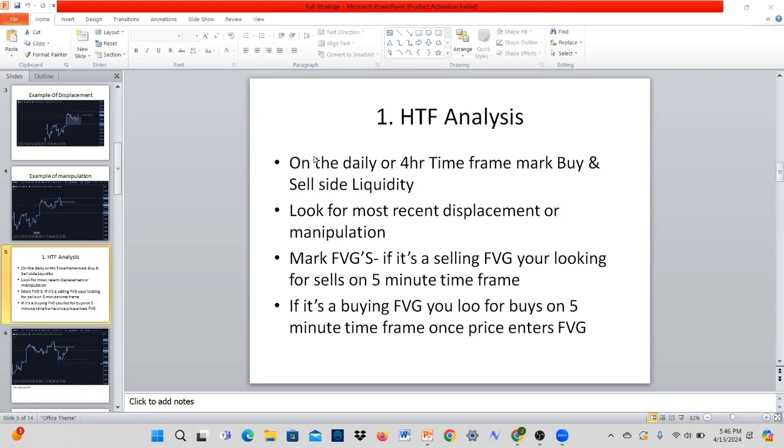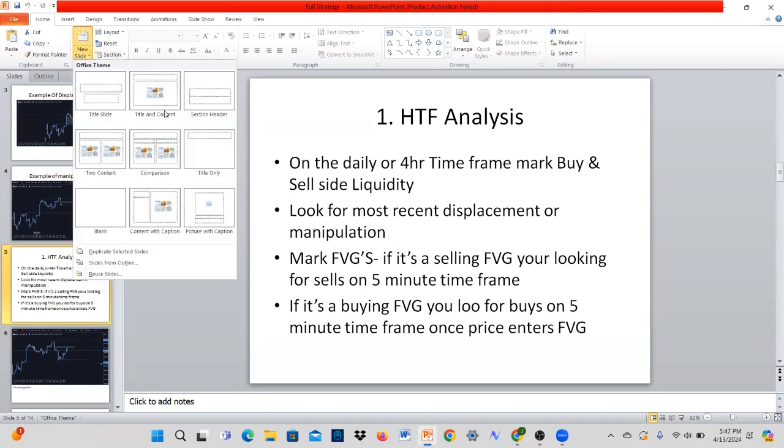So I'm marking out these liquidity areas and I'm waiting to see how price reacts at these areas. On the 4-hour or daily time frame, I want to see if we get displacement or manipulation, and based on that, I get my bias. Once we get displacement or manipulation, price tends to make a fair value gap. So another thing I like to do is mark my fair value gaps, my FVGs, on my 4-hour time frame. Then I wait for price to get in that area. So let me see if I can illustrate that.